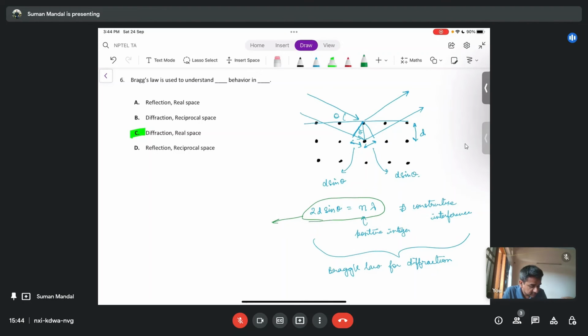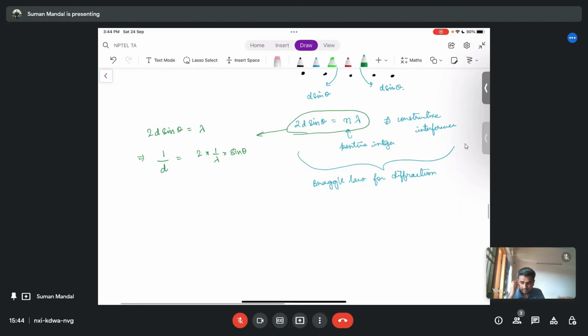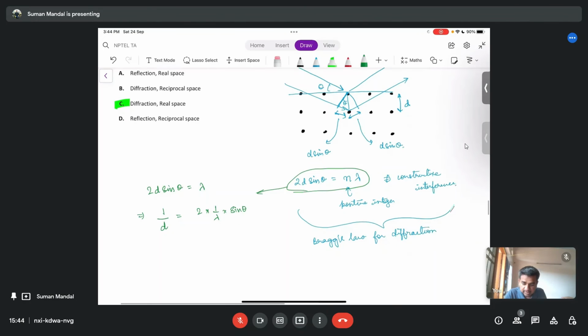So we can rewrite it as 2. If n is equal to 1, 2d sine theta is equal to lambda, or we can write 1 by d is equal to 2 into 1 by lambda into sine theta, right?